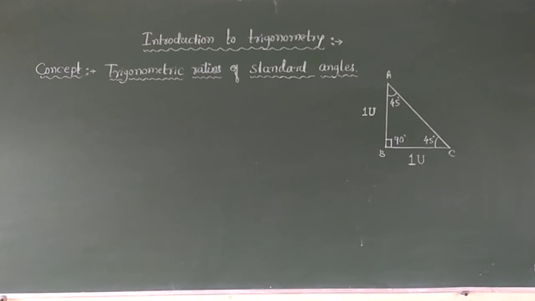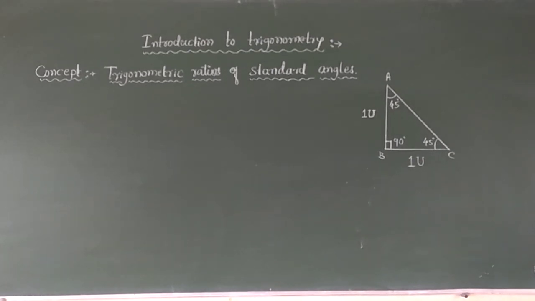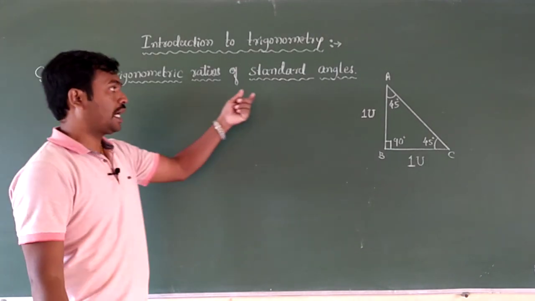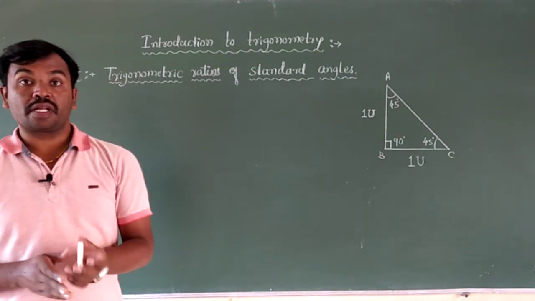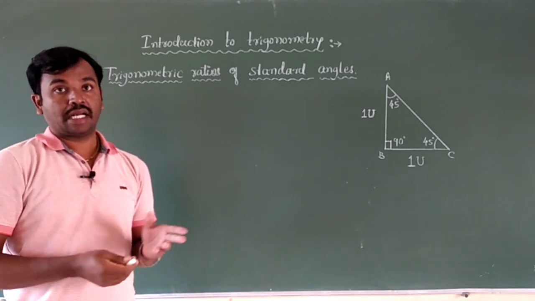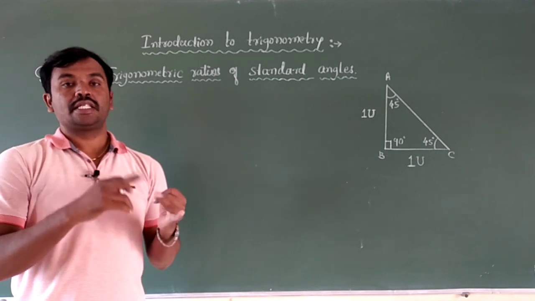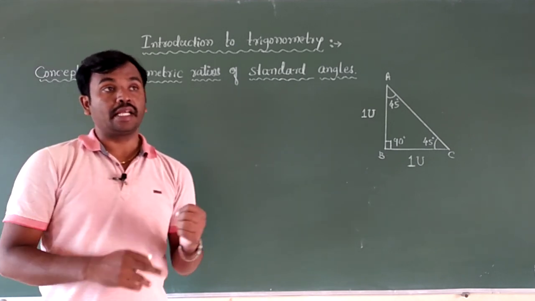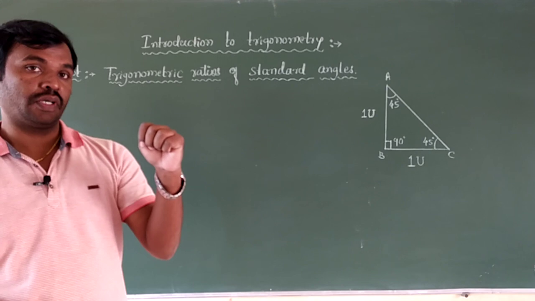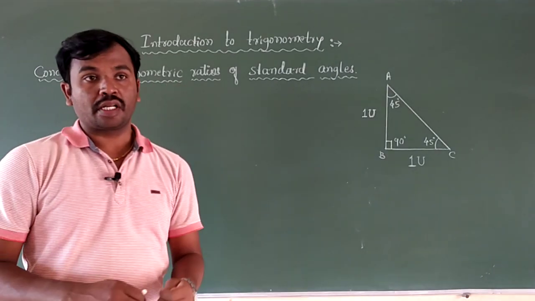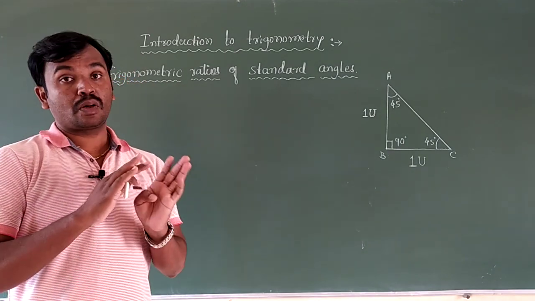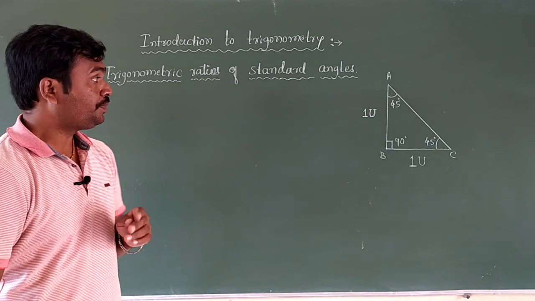Okay, children, in this class, again the topic is Introduction to Trigonometry. In this topic, let us derive the trigonometric ratios of standard angles. Trigonometric ratios of some standard angles. Standard angles means 0 degree, 30 degree, 45 degree, 60 degree and 90 degree. These are the 5 standard angles that we are using in trigonometry. So, let us discuss the trigonometric ratios for these angles.